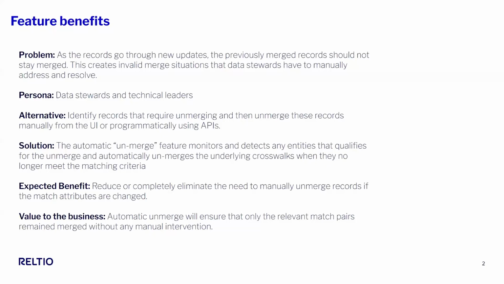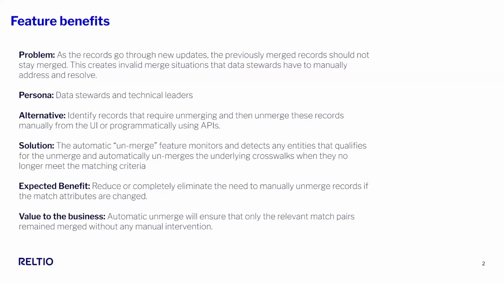So the first approach that we took here, and which is what I'm going to demonstrate in today's session, is if the consolidated record does not meet any of the automatic match rule criteria, then that should be a record that is eligible for unmerge. So that's the approach that we have taken.